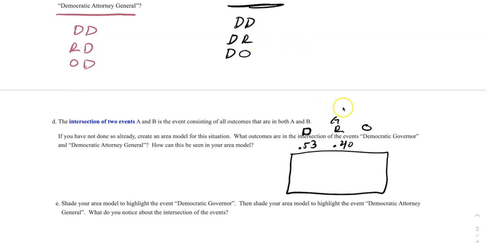And that makes the other, we did this earlier, 93, so 0.07. So again, this is just the way I figured out. It was 1 minus 0.53 minus 0.4, and I got 0.07, 7%. And then we're going to do the same thing for Attorney General down here. So Democrat, Republican, and other.